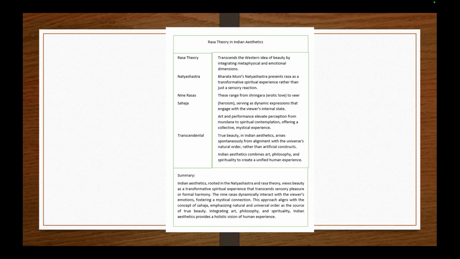Now let's look at the summary. Indian aesthetics, rooted in the Natya Shastra and Rasa theory, views beauty as a transformative spiritual experience that transcends sensory pleasure or formal harmony. The nine rasas dynamically interact with viewers' emotions, fostering a mystical connection. This approach aligns with the concept of Sahaj, emphasizing natural and universal order as the source of true beauty. Integrating art, philosophy, and spirituality, Indian aesthetics provides a holistic vision of human experience.